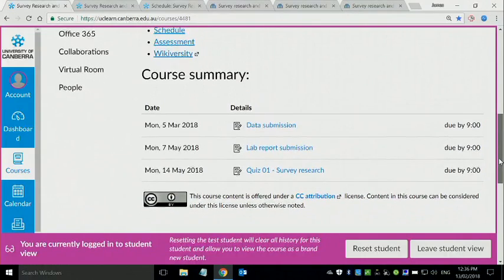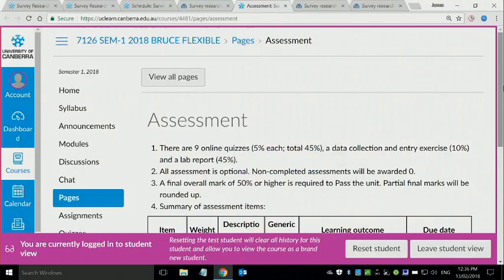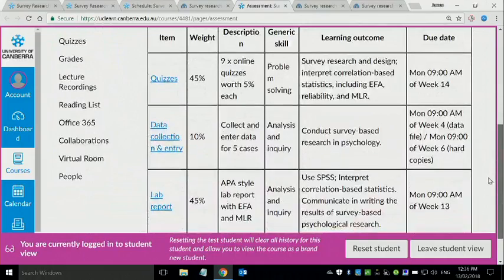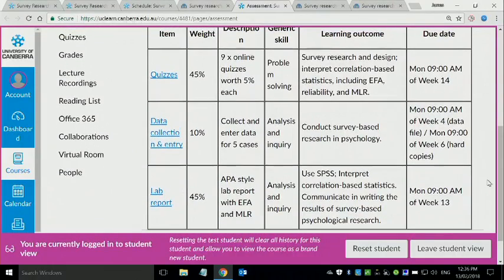In terms of the assessment that's up there, let me click on this assessment tab. Okay. So there are 3 parts to the assessment. There's no final exam, so that's replaced by quizzes. And there are 9 lecture topics plus a summary lecture. So there is 1 quiz per lecture topic, worth 5%. Okay, no worries. So you've got 9 quizzes worth 5% each.